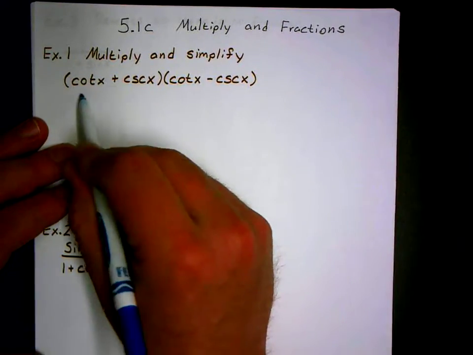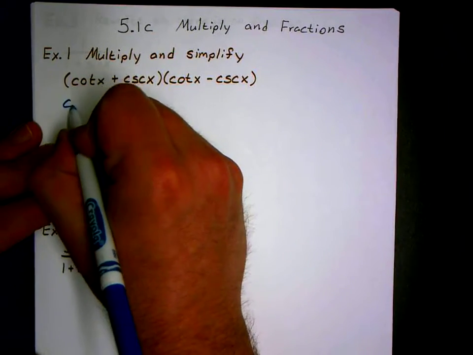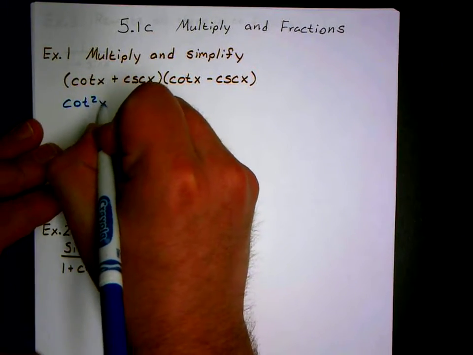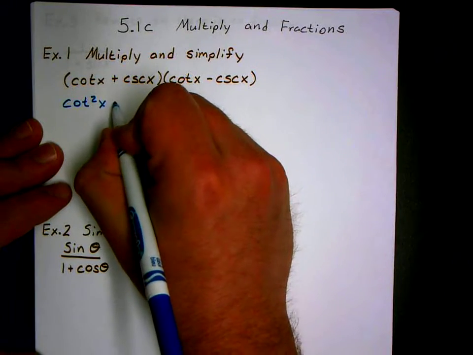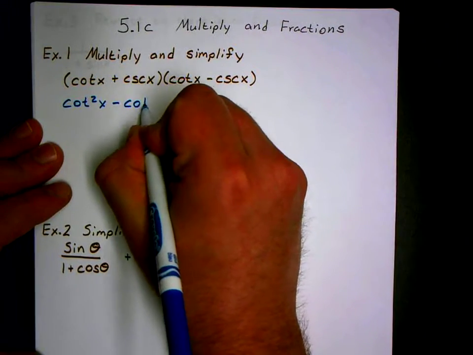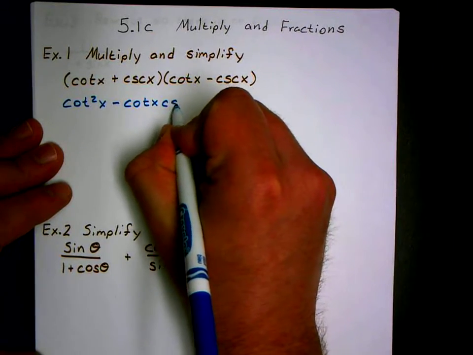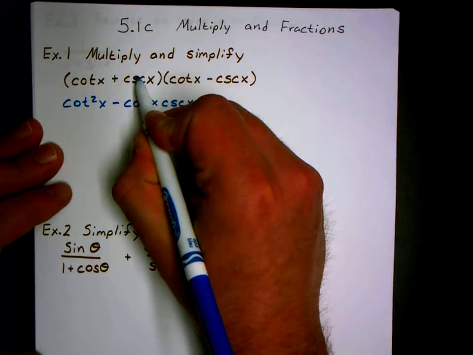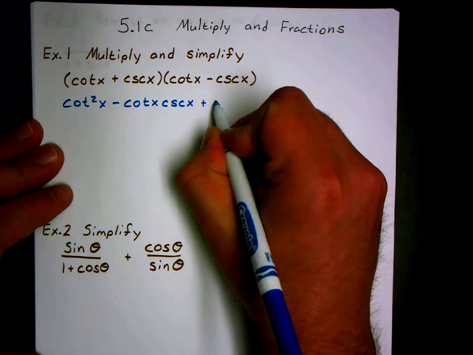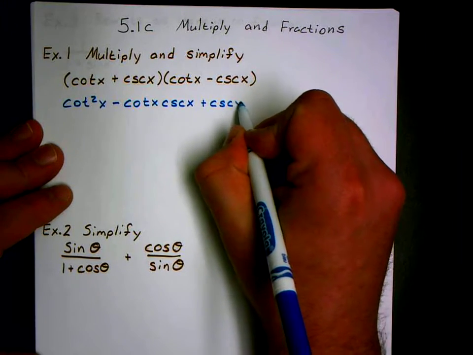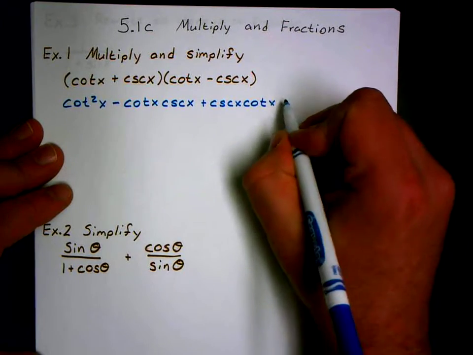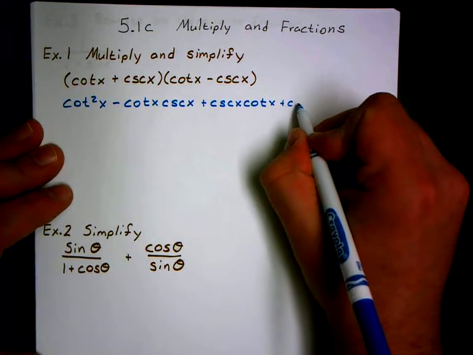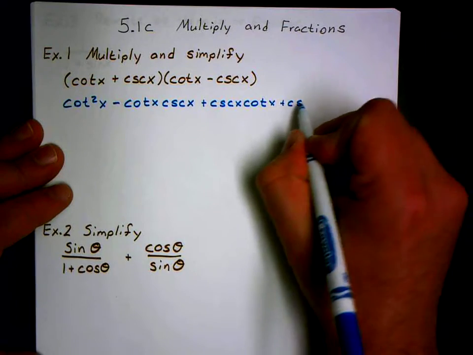So I take cotangent times cotangent. I take cotangent times negative cosecant. I take cosecant times cotangent. I take cosecant times cosecant. Oops, that should be a minus, sorry.